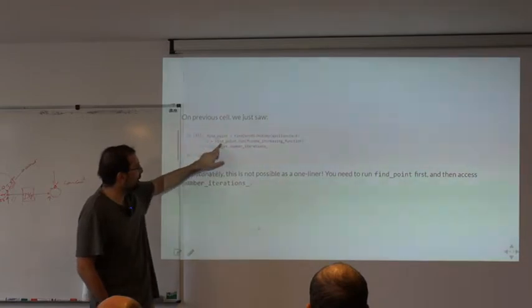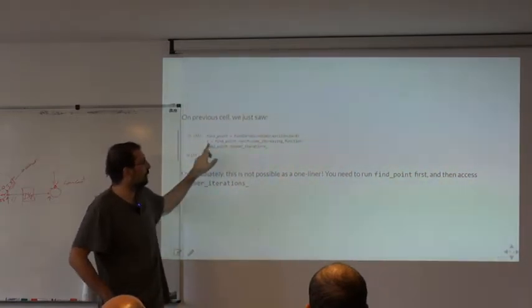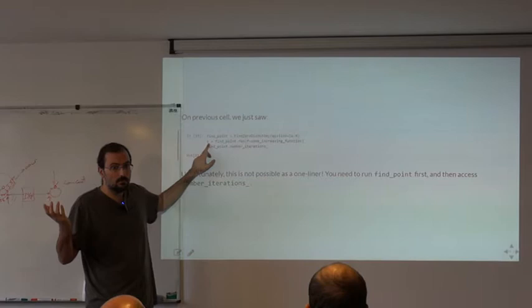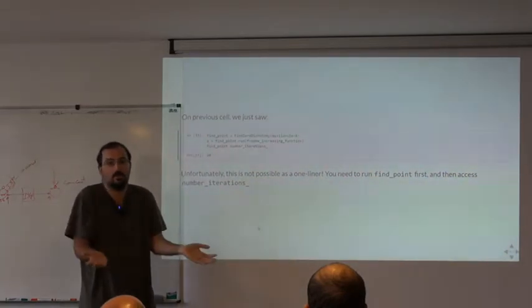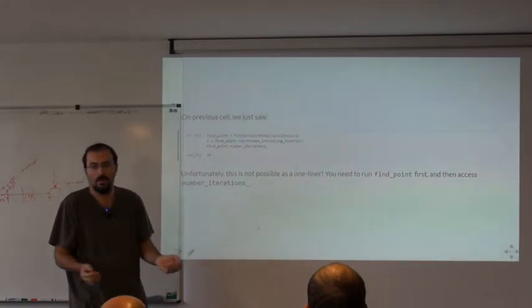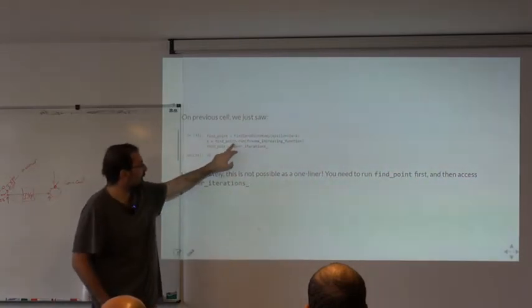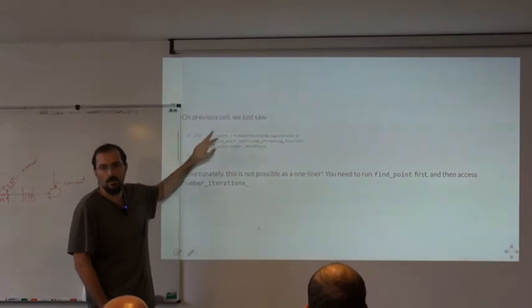Because you need first to call the run, and the run returns a number. And once you have a number, you cannot ask the number what is the number of iterations. Z doesn't know about the number of iterations. So in fact, what you need to have is an access not to Z, but to the object itself.